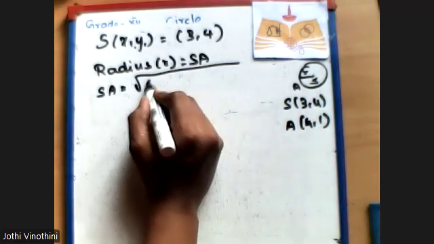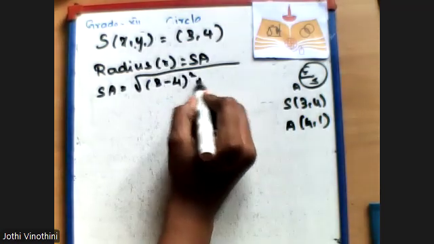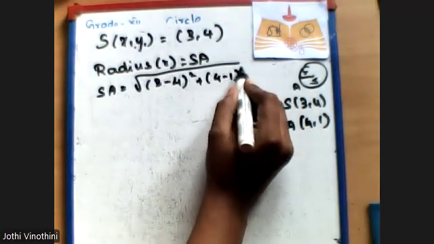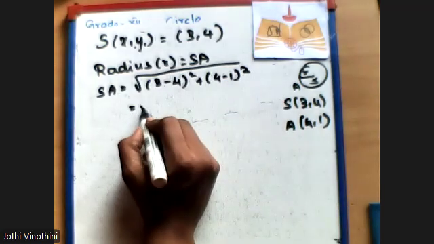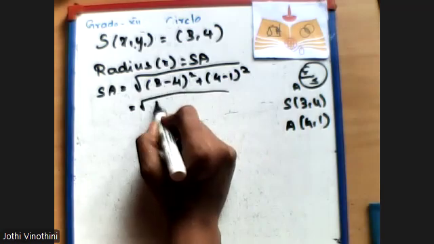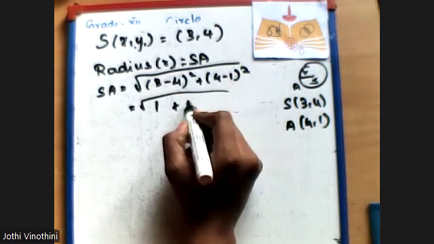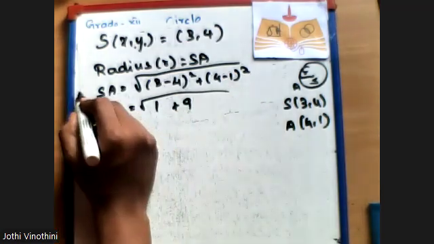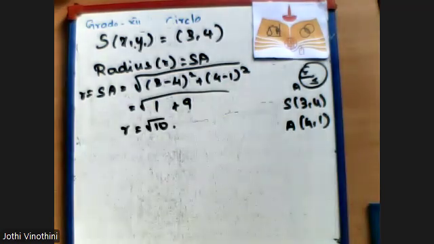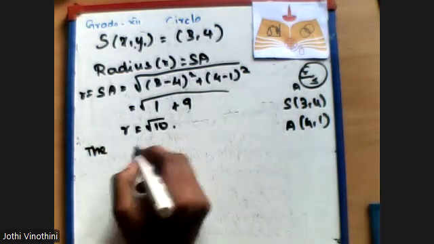So square root of x1 minus x2 the whole square plus y1 minus y2 the whole square. So 3 minus 4 the whole square plus 4 minus 1 the whole square, which is root of 3 minus 4 is minus 1. Minus 1 the whole square is 1 plus 4 minus 1 is 3. 3 the whole square is 9. So radius is equal to root 10. Clear? Clear.